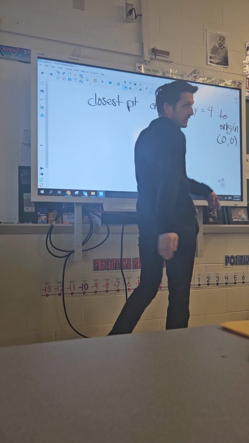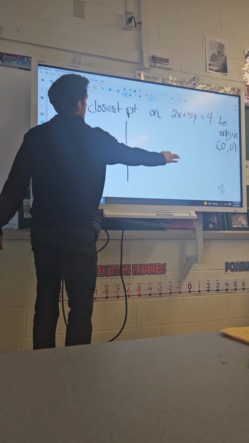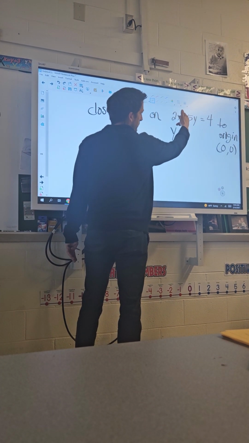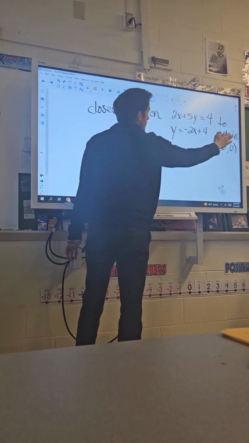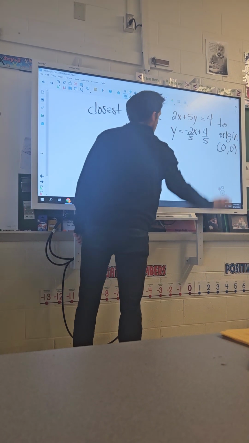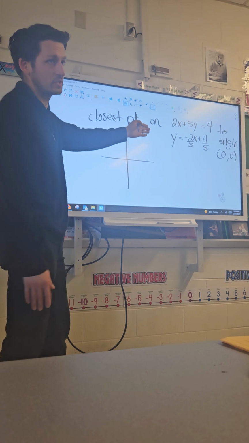So we're minimizing the distance from (0, 0) to that line. At some point you're gonna have to solve for y. y equals, subtract the 2x over, divide by 5. This is what happens on your test too. You end up with fractions and things like that.